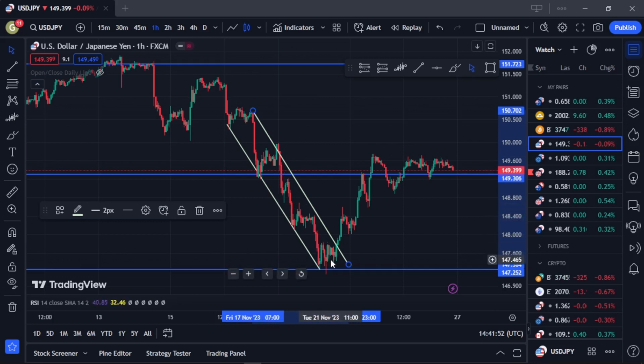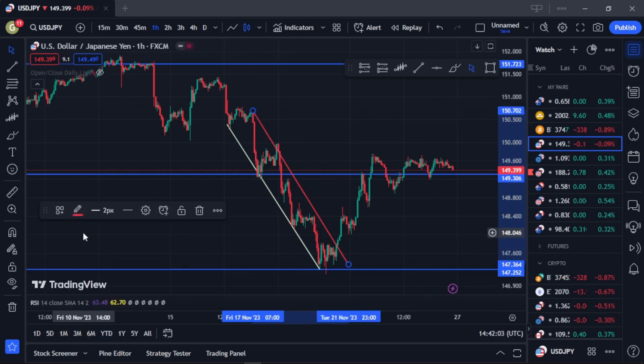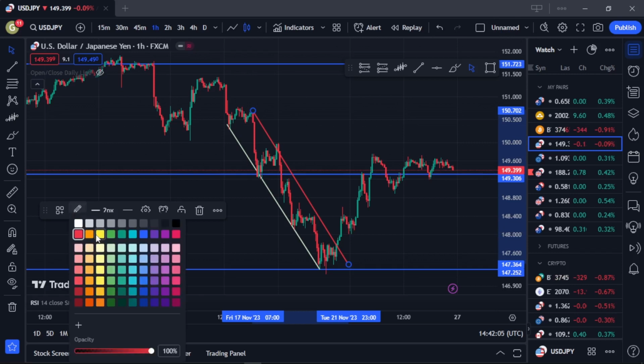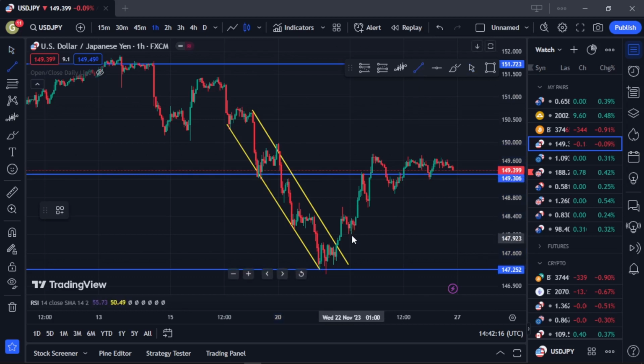Now after spotting this downtrend, you look at what the market has been doing recently. So let me change the color of all of this. Let me make the downtrend yellow. You can see this is the downtrend. And then after this downtrend, what did the market do recently? It took an uptrend from this level here.